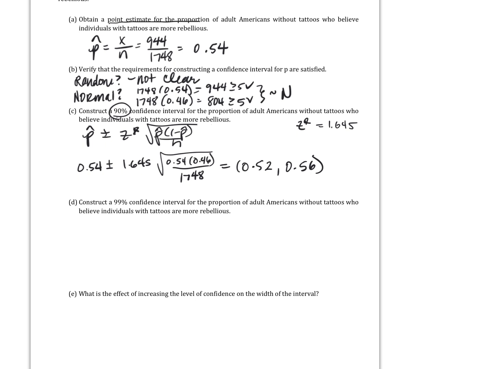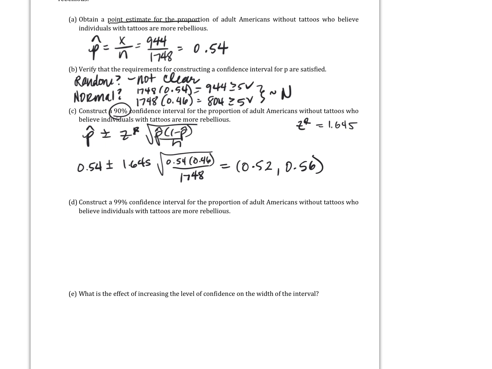So notice on C, it just says construct the interval. It does not say interpret. If it said interpret, you would add on the sentence, we're 90% confident that the interval from blah, blah, blah contains the true proportion of people who think people with tattoos are rebellious, right? This one doesn't ask for that, so don't worry about it. Did we get that? 0.52 to 0.56?